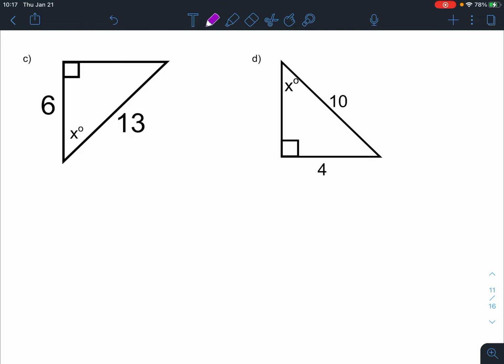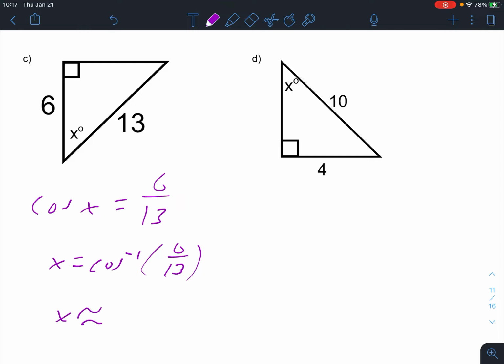Couple more practice problems here. For part C, we have an adjacent leg and a hypotenuse. That's cosine. So cosine of x equals 6 over 13. So x equals the cosine inverse of 6 over 13. So x is approximately 62.51 degrees.